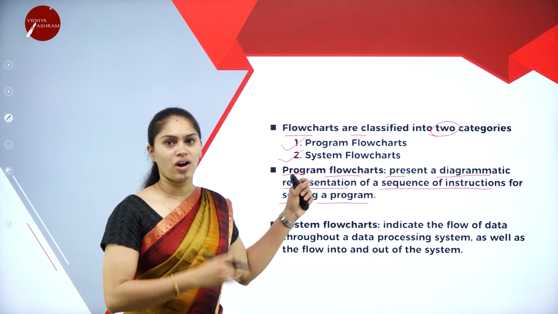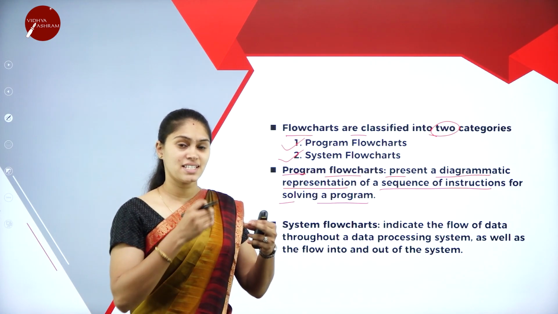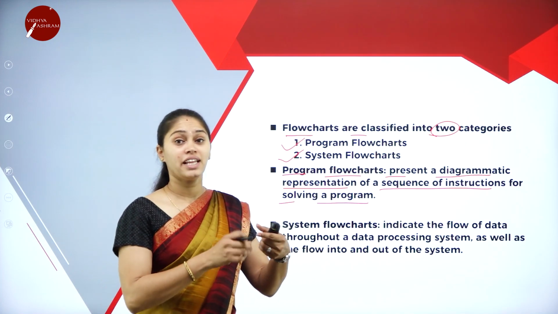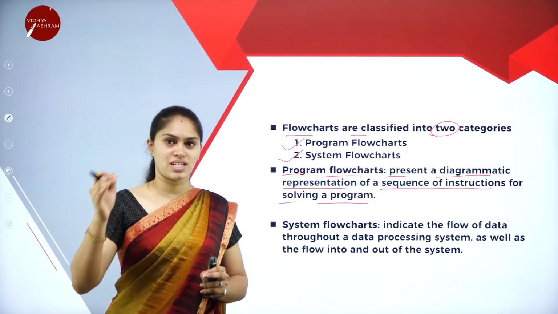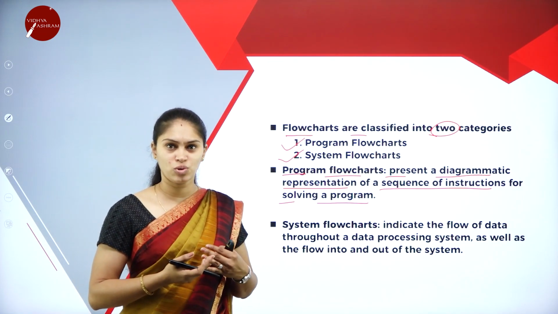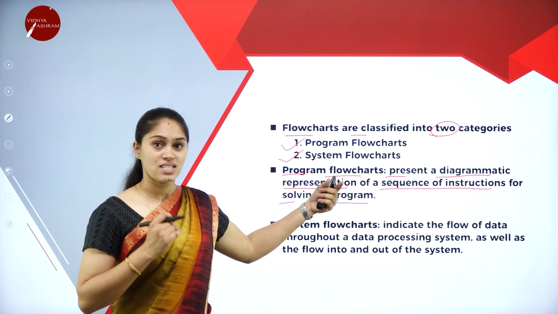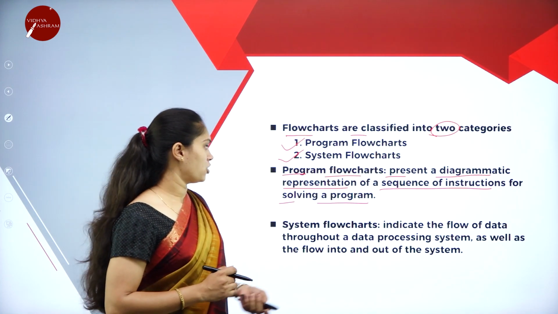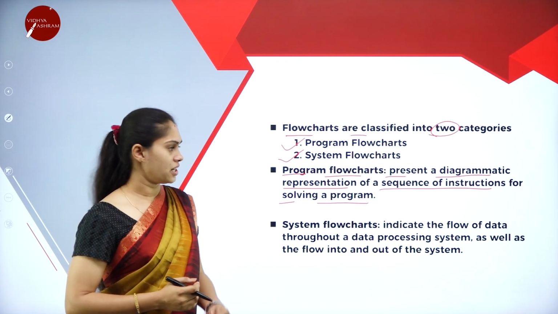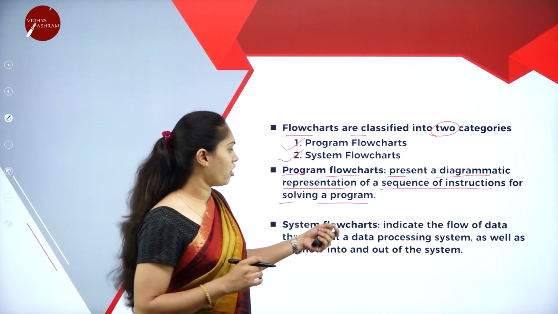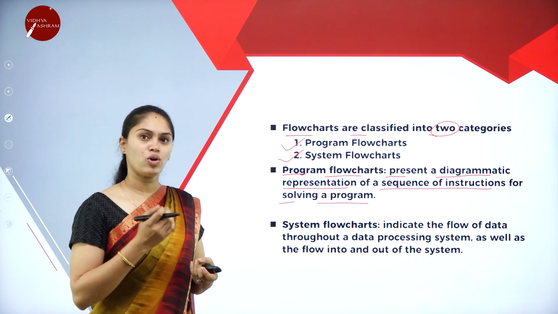So here I am not concerned about the whole problem. I am just thinking about its sequence. So if it is the first step, then what must be the next step? If it is the next step, then what could be one more step? In that manner, we are going to give the representation in terms of sequence. That is, it will give the pictorial representation of a solution in terms of a sequence of instructions. So that is regarding program flowchart.